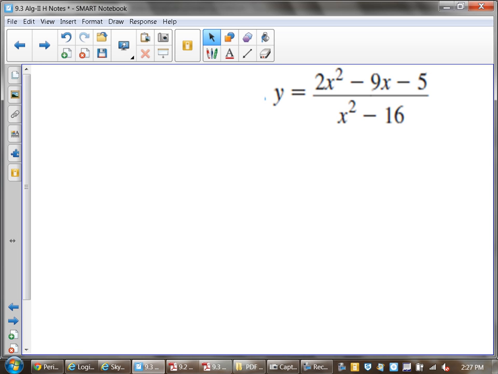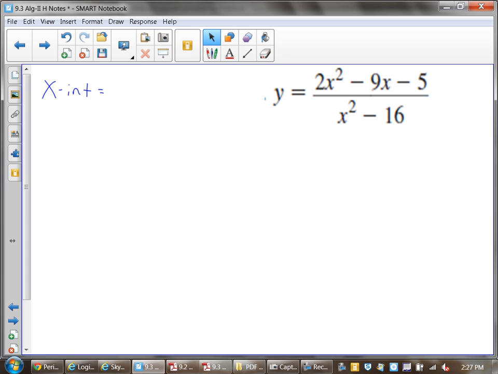So again, when I start this problem, I have y equals 2x squared minus 9x minus 5 all over x squared minus 16. Your first goal is to identify your x-intercepts. And where are your x-intercepts located?